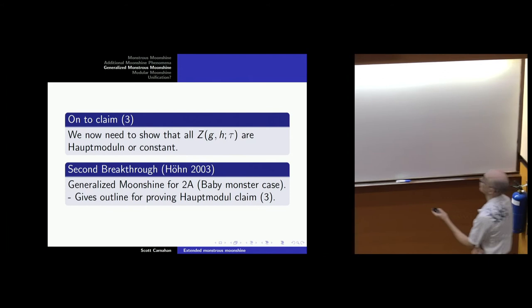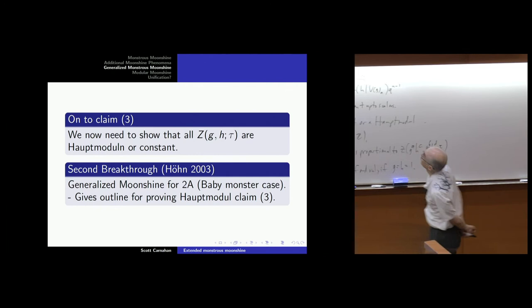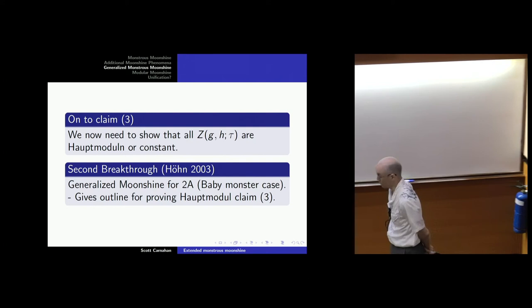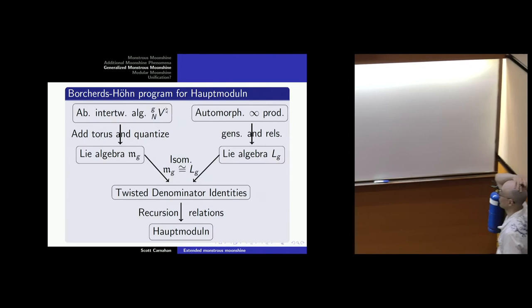Now this claim for three is a little trickier. We don't have a physical interpretation. However, what we do have is Borchardt's original proof, so we can try to follow that with suitable alterations. And so Höhn actually did that for one case. He did this for the baby monster, and his proof gives an outline for proving this claim in general.